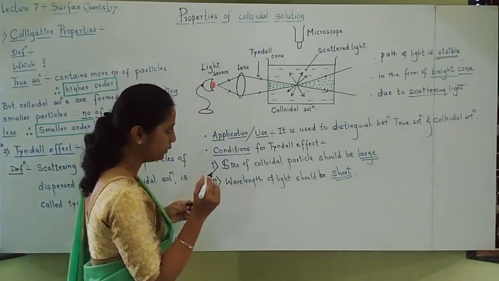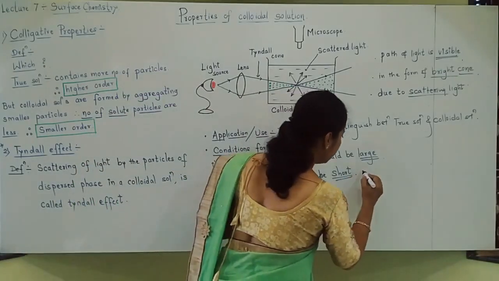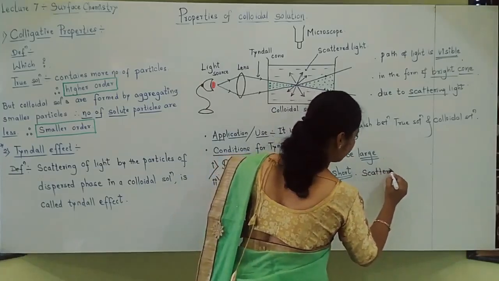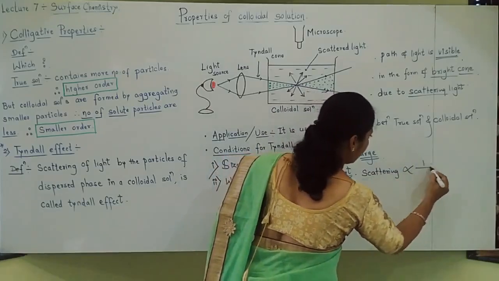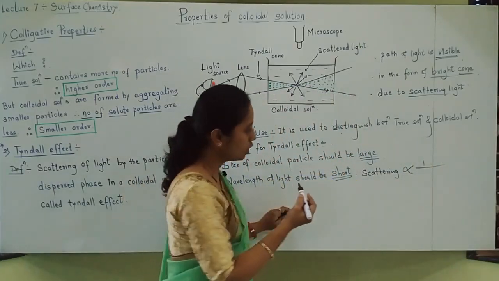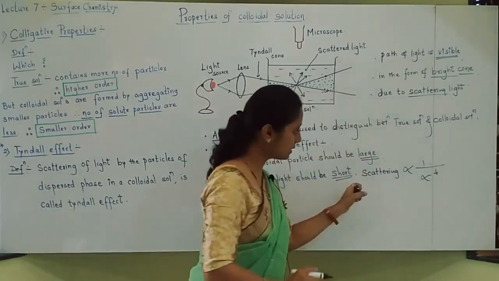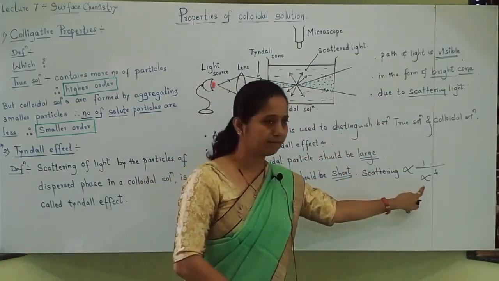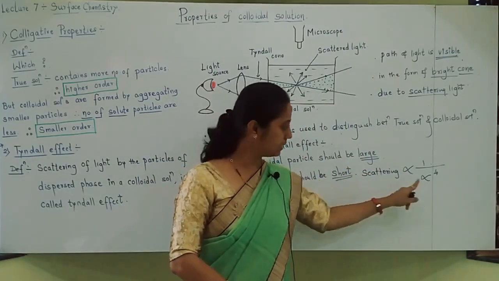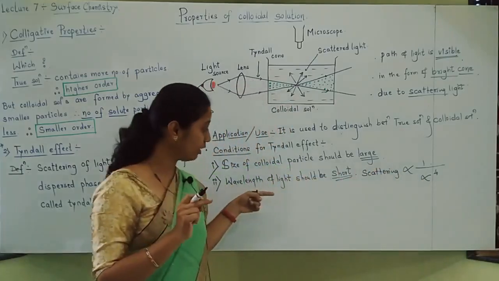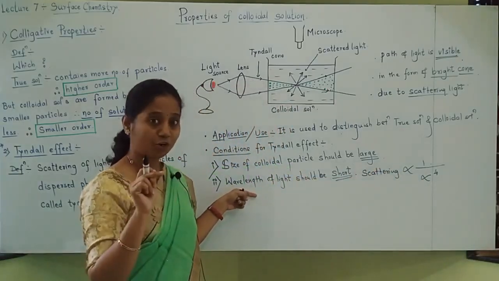Okay student, here I will tell you the relationship. Scattering is inversely proportional to wavelength raised to 4. So you can see very well that scattering is inversely proportional to wavelength. So wavelength of light should be short.